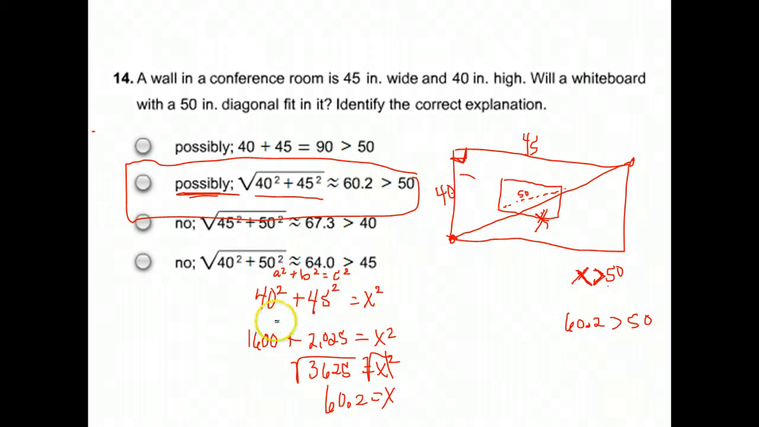And see, this is our work we did here. We did 40 squared plus 45 squared, and then we took the square root down here to get 60.2, which was greater than 50.